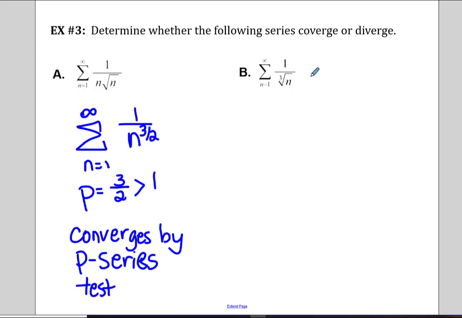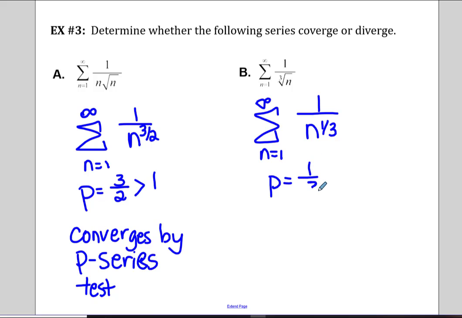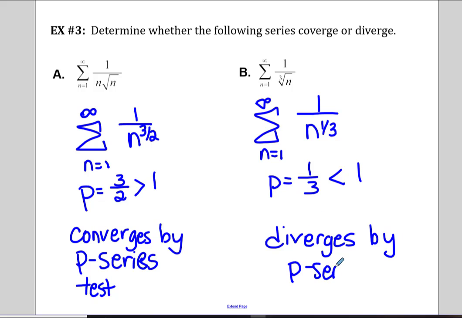In this case, we're looking at the summation from n equals 1 to infinity of 1 over n to the 1/3 power. Here our power is also a fraction. The power is a third, and a third is less than 1. So in this case, we have a divergent series. The reason our series diverges is because the power is between 0 and 1, and we're using the P series test.